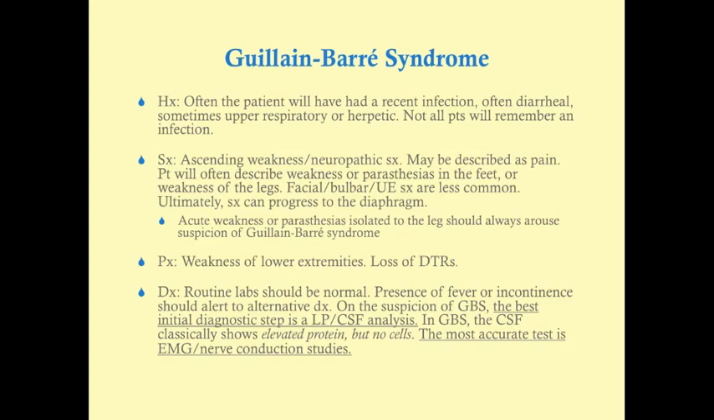So any kind of acute weakness or paresthesias isolated to the leg should arouse suspicion of Guillain-Barré syndrome, especially if it's ascending weakness. So this should be ascending symmetrical weakness, starting in the feet and working its way up. And oftentimes after an infection, some kind of an infection.